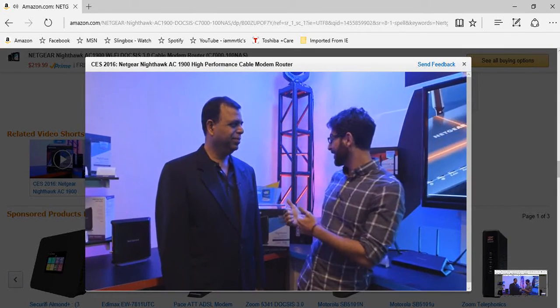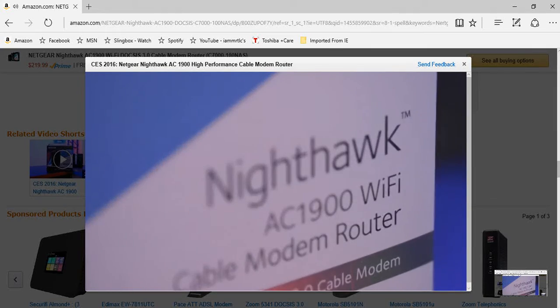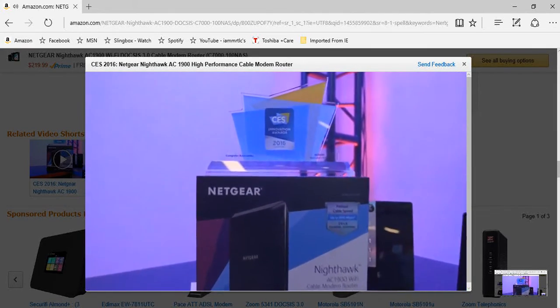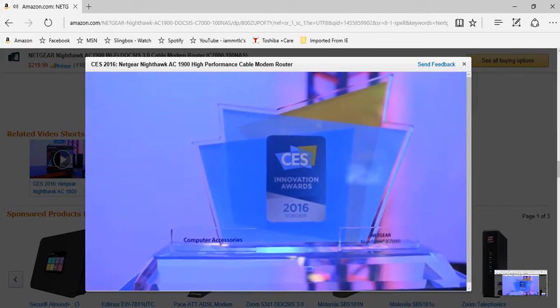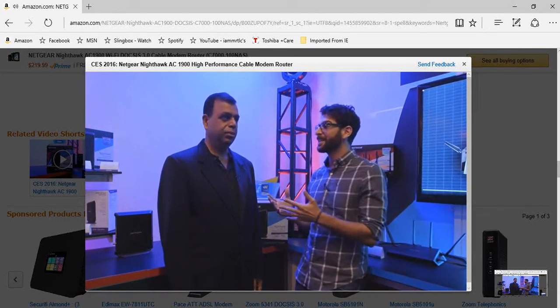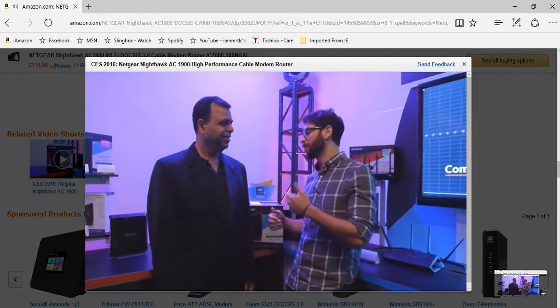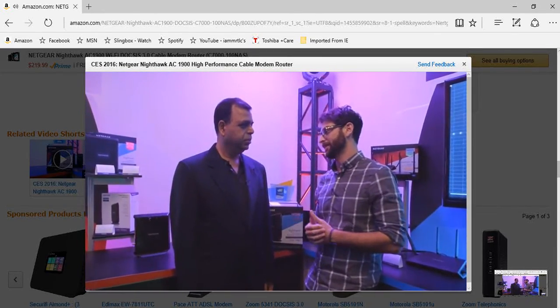Right now we're looking at the award-winning Nighthawk AC1900 Wi-Fi cable modem router. This thing is a beast. It's the fastest cable modem router on the market right now. It's also certified from Xfinity and Time Warner. And Sandeep, my main man here, will tell me, with all of the different routers out there, why this one is the one that we need to get.